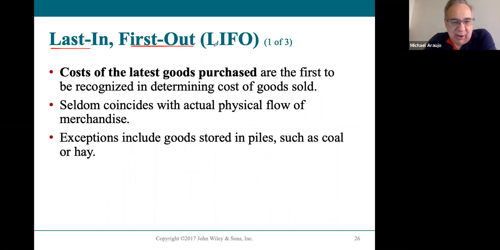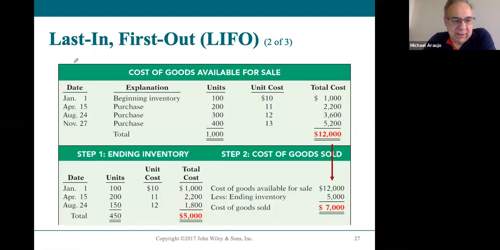Last in, first out, what we call LIFO, looks at that list in reverse. The last ones on the list of inventory are the first ones that they cost out for cost of goods sold. Okay, so the very latest ones on that list are used to determine cost of goods sold. This is another way of looking at it. Okay, so let's go back to our list, shall we? It's the exact same list that we've been dealing with. Okay, 1,000 units, $12,000 total cost of those units. That's the value of our inventory.